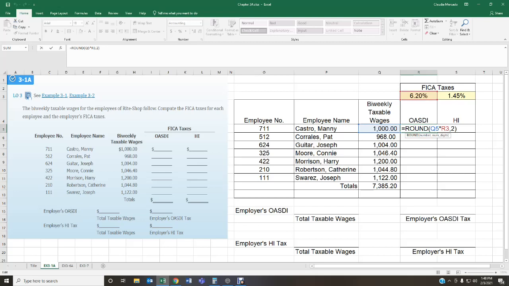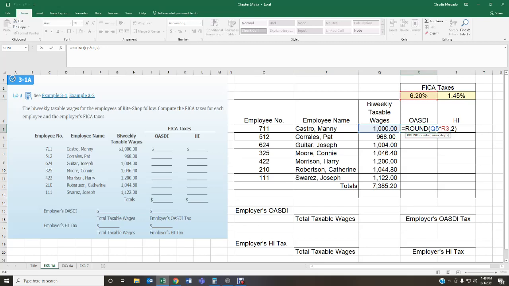In order for us to be able to drag the formula down, we need to anchor the percentage rate down here. What's going to happen is in this column, the $1,000 is going to go down to $968, to $1,004, to $1,046.40. So it's going to be moving down, but I don't want the 6.2% to change. I want that number to be anchored. I want it to be fixed. I want all of these numbers to be multiplied by that one cell. Now, what cell am I anchoring? I'm anchoring R3.